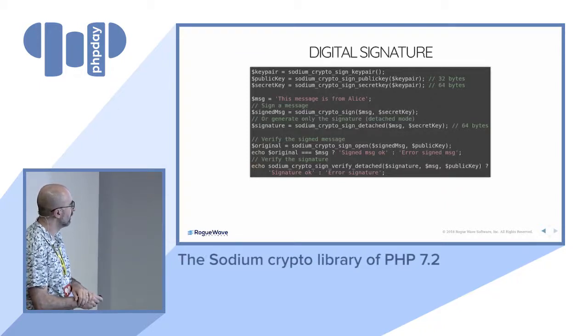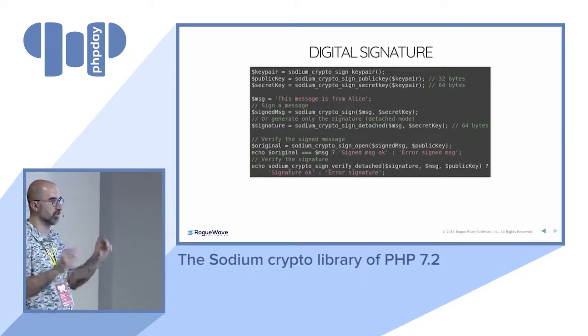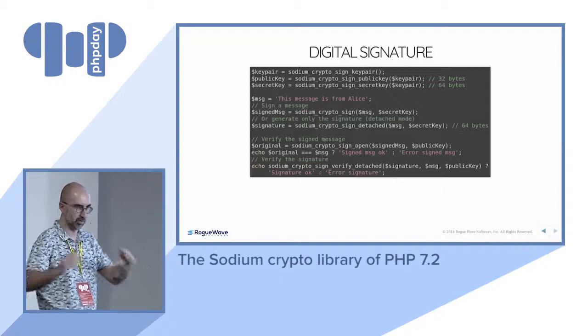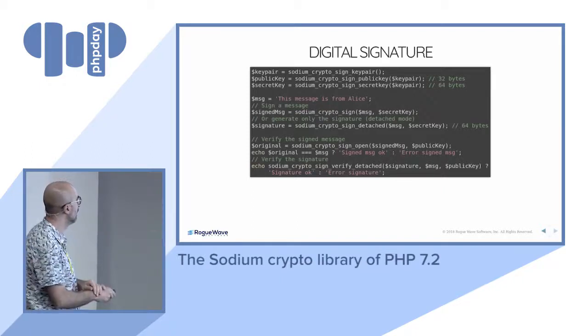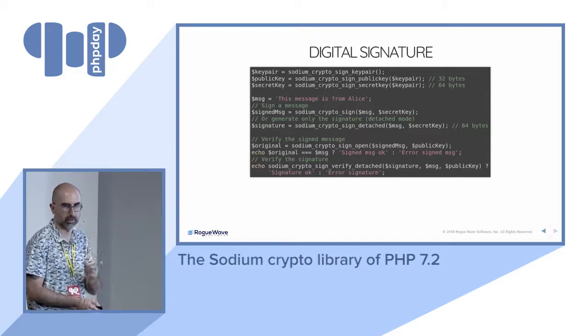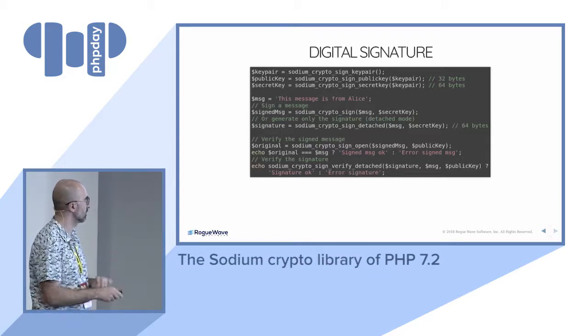So the function is Sodium crypto_sign. You have a message and the secret key. Or you can also generate only the signature. The difference between these two is that in the first case you have the signed message, so you have the message plus the signature, only one string. In the other example, you get only the signature, only the sign part, not the message. In fact, the signature is just 64 bytes.